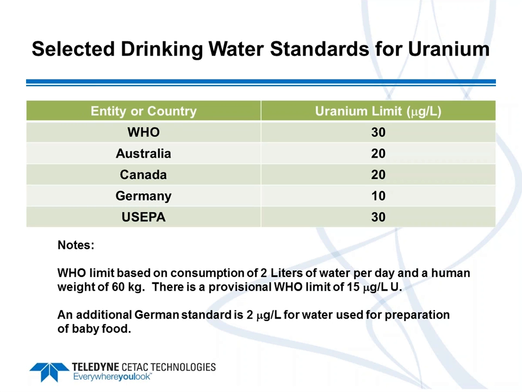There is a provisional WHO limit of 15 micrograms per liter of uranium. The limit now is based on the consumption of 2 liters of water per day and an average human weight of 60 kilograms. There is an additional German standard which is even lower, and that is only 2 parts per billion, used for water used for the preparation of baby food, obviously because of the smaller mass of the baby in comparison to an adult.